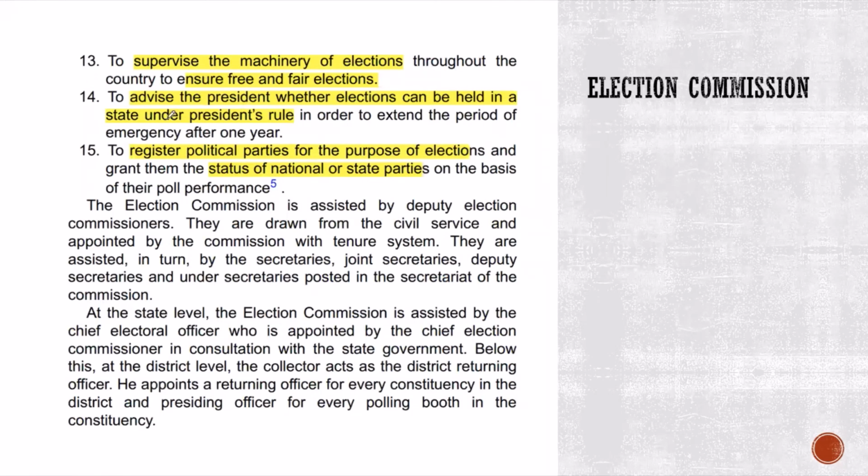Apart from that, to supervise the machinery of elections, ensure free and fair elections, and to advise the president whether elections can be held if it is a state of emergency. They have to advise whether the situation is such that free and fair elections can actually be conducted. Also there's registration of political parties, because there are national parties and state parties with certain criteria. All of those things you will find in the chapter called political parties. What exactly is a national party? What is the eligibility for that? What exactly is a state party? What is the eligibility for that? Things of that nature.